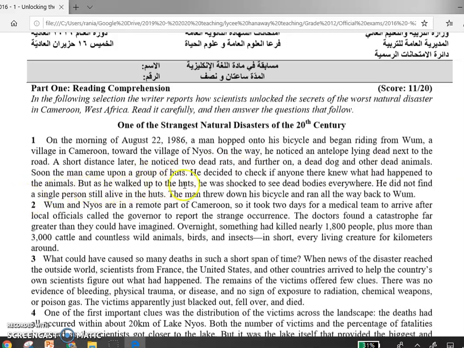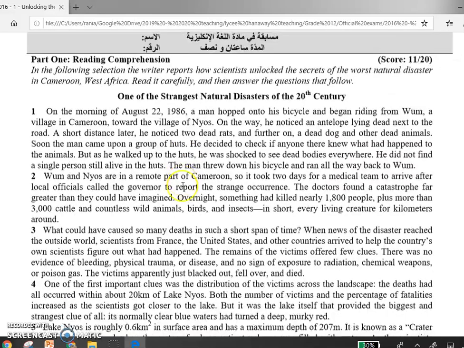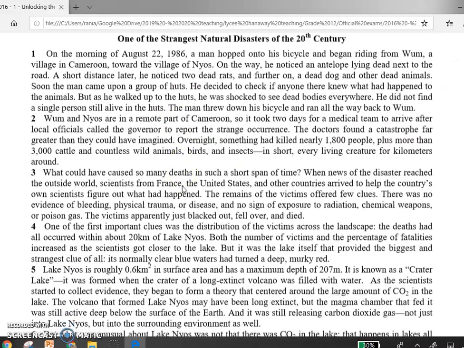As he walked up into the huts, he was shocked to see dead bodies everywhere. So what's the first feeling that you might have if you see dead bodies everywhere? They are addressing our senses also. We can see them, and because of seeing them, we can feel that sense of horror, that sense of sadness, depression. He did not find a single person still alive in the hut. That's also depressing. The man threw down his bicycle and ran all the way back to him. So first, we have that feeling of depression, of horror, of sadness.